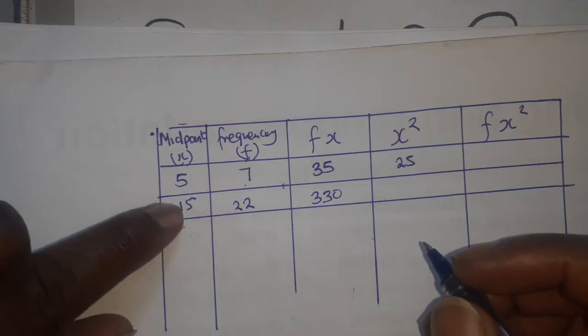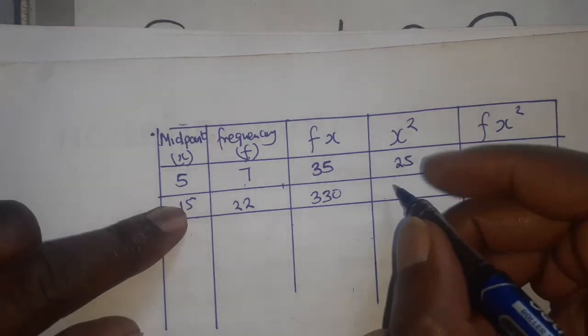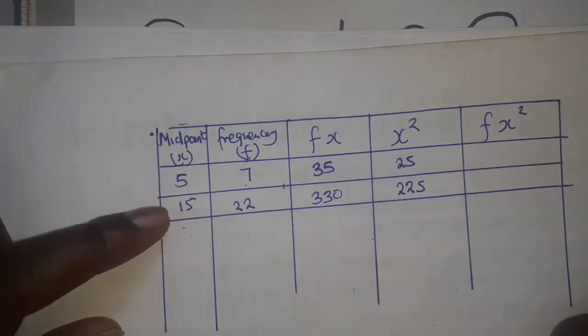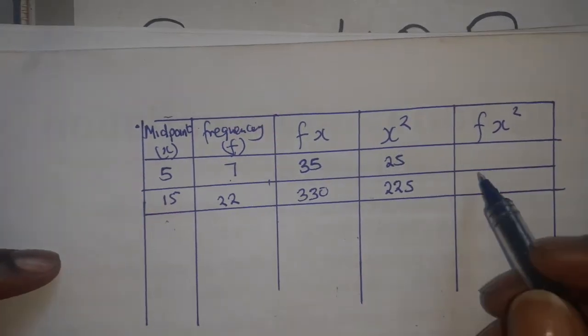You should also know, we can come to this one. Our x is 15. What is it? The square of 15 is 225. We should easily know them. Okay. Let's look at the last part.